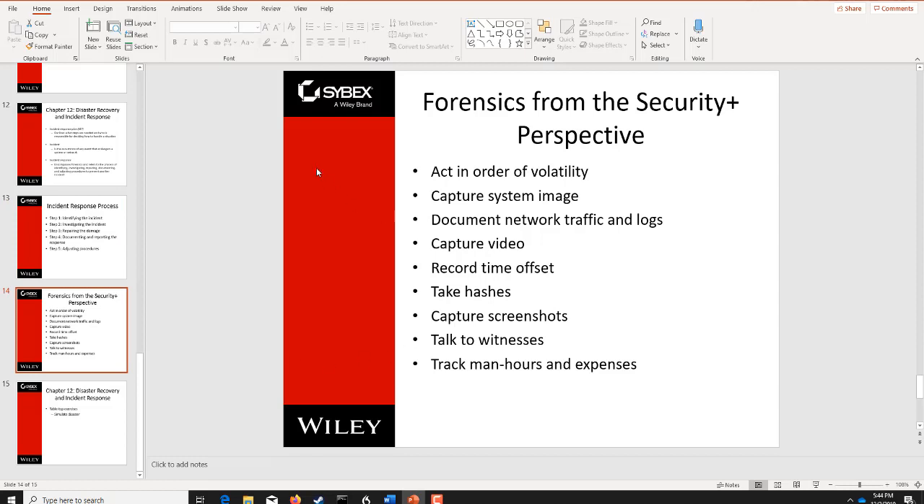So forensics in the Security Plus exam is very high level, and they go through a lot of different pieces of the puzzle for forensics. And I'll be the first one to tell you that I am not a forensics person. I know just enough to keep myself out of trouble. But the book has a really good overall scope on page 411 that covers all these different bullet points.